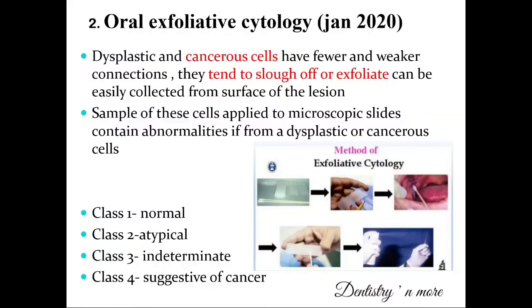Once this question has been asked, you can speak about what exfoliative cytology is. It is a microscopic study of cells that are shed or obtained from the body or the mucosa, especially for diagnostic purposes, such as to determine whether there is any cancer or not. The dysplastic cancerous cells have fewer and weaker connections, so they tend to slough off or exfoliate, and can be easily collected from the surface of the lesion. These samples are then applied to microscopic slides, and we detect whether any dysplastic or cancerous cells are present or not.